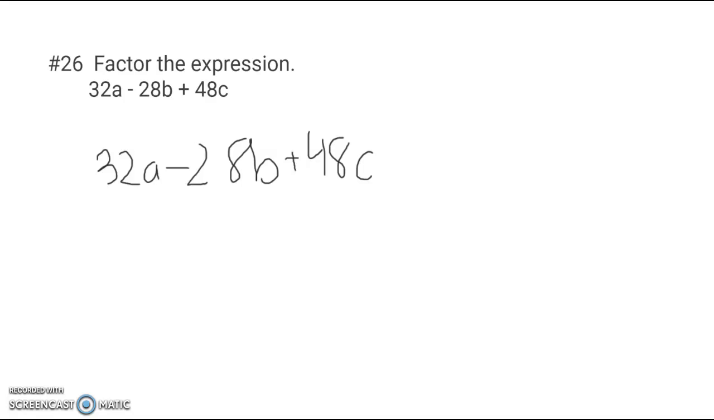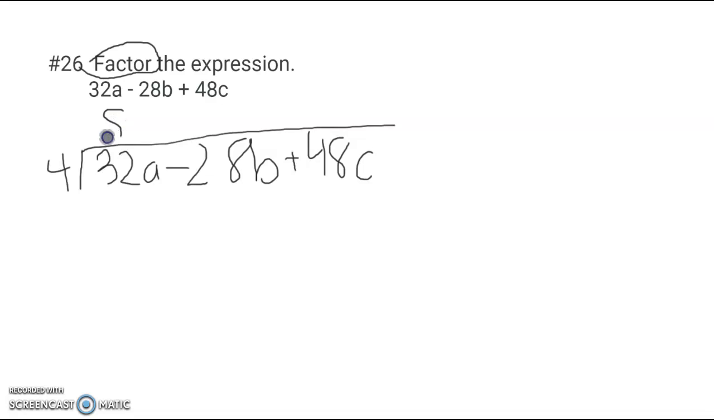All right, so we're going to factor this expression. In order to factor the expression, I do have to find the greatest common factor of 32, 28, and 48. 2 is a common factor, but I can go bigger than that. I can do 4. 6 would work for 48, but not for 32. 8 would work for 32 and 48, but it's not going to work for 28. So 4 is actually my greatest common factor.